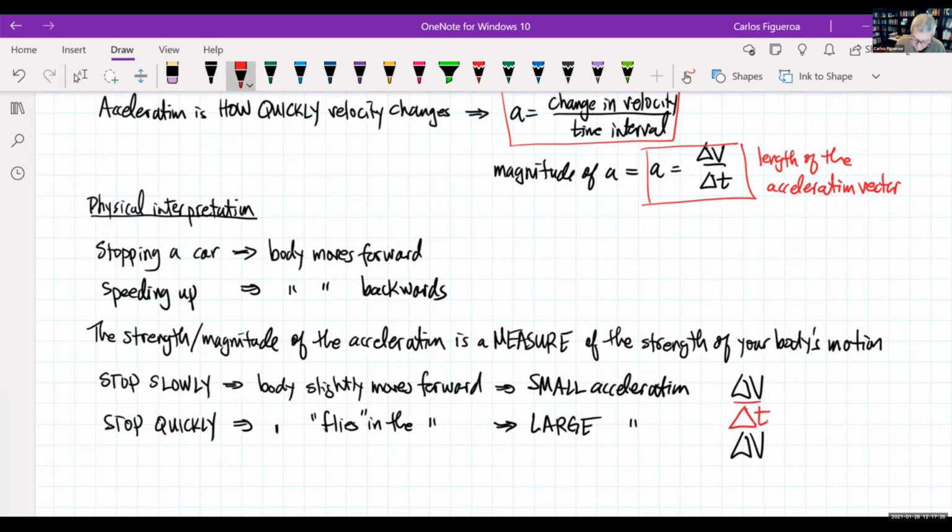But wait a minute, if you really stop really quickly, you're stopping in a very small time interval, so that time interval is tiny. So what happens? That time determines how big the acceleration is. And so if I look at this in a more physical way, right?